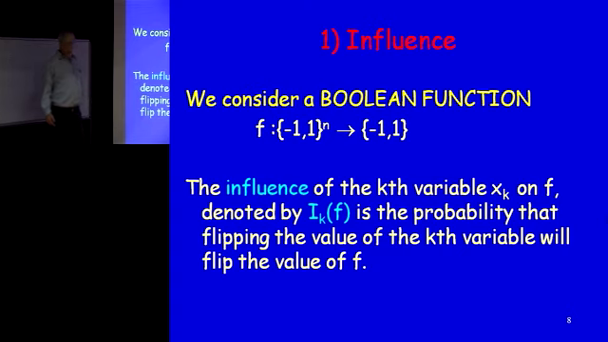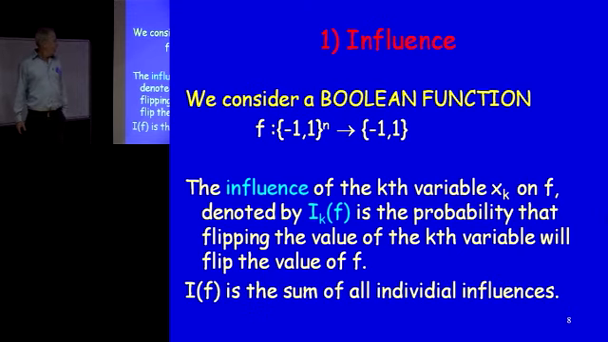So is this definition clear? I'll give some examples, which I hope will stay clear after the examples. The total influence, which is denoted by I(f), sometimes also called the average sensitivity, is the sum of all individual influences.